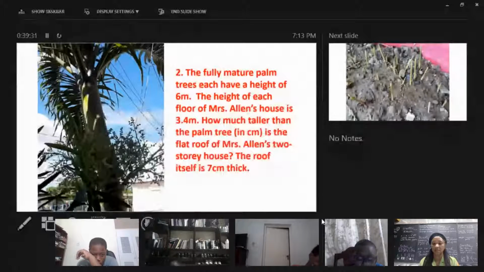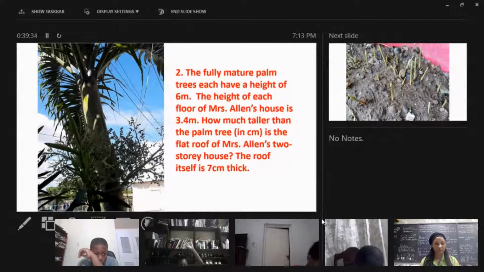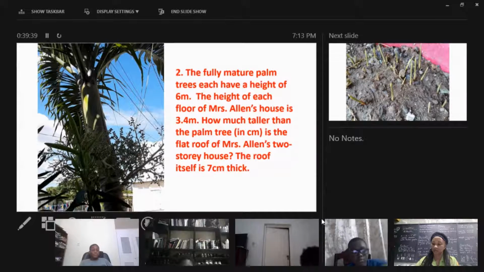All right, let's start with John. Miss, we first convert the 6 meters into centimeters. Which is that? Miss, that is 600 centimeters. And the 3.4 meters into centimeters, Miss, that's 340 centimeters. And at the last part it says the roof itself is 7 centimeters thick. So Miss, you convert that to 700 as well.